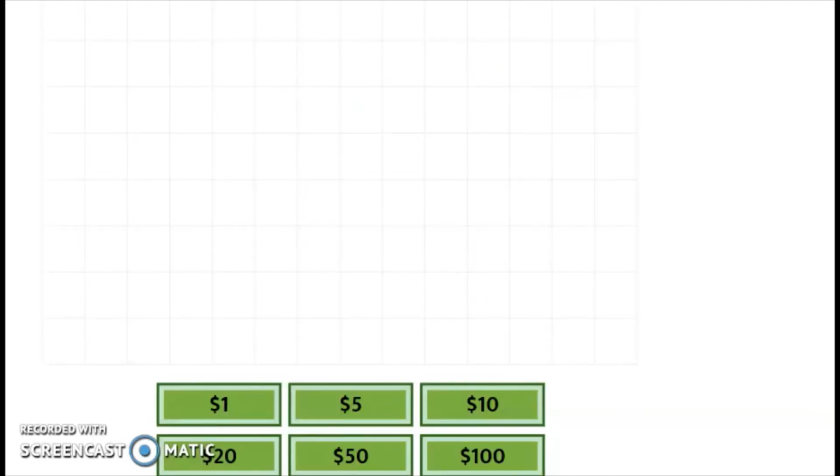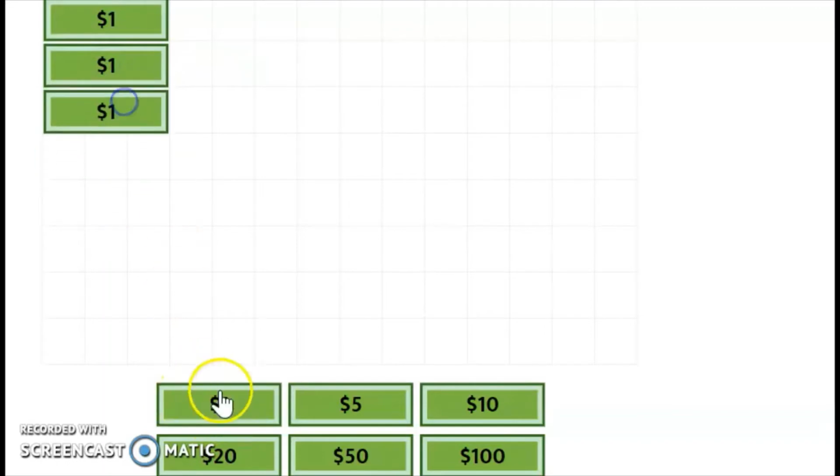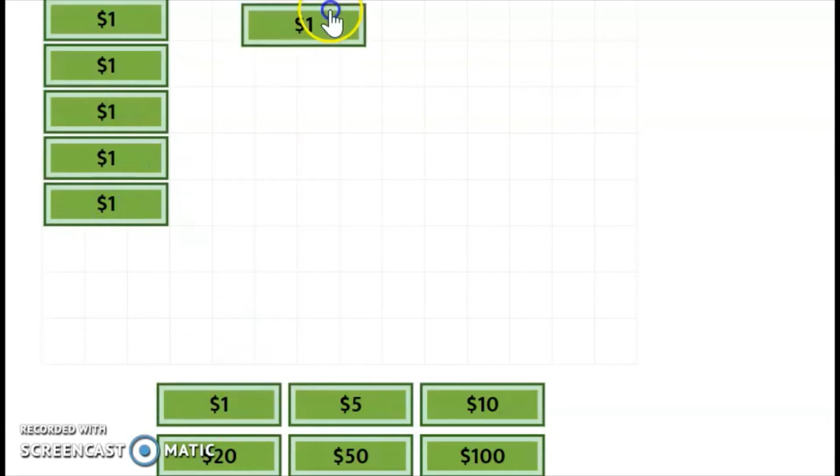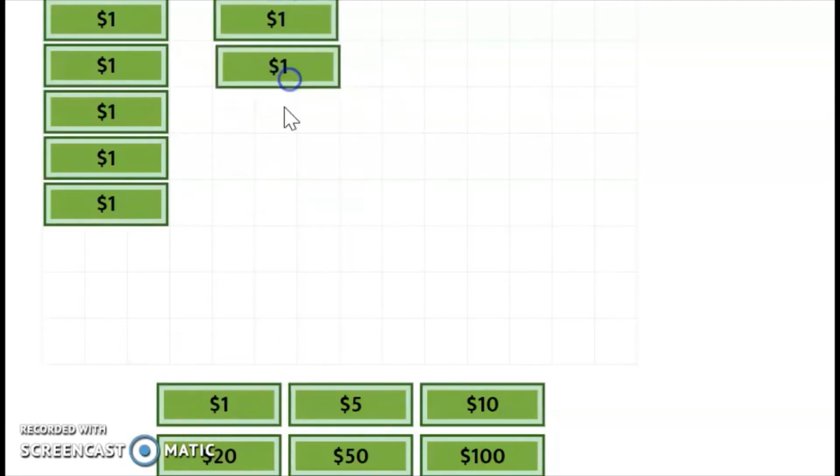For this teacher model today, we are going to count up to $124 by $1 bills first. When we get to 10 $1 bills, we're going to change them for one $10 bill. So, for example, take a look. We're going to count up to 124, but each time we get 10 $1 bills, we will switch it up to one $10 bill.